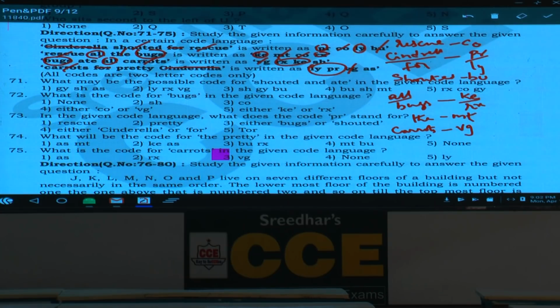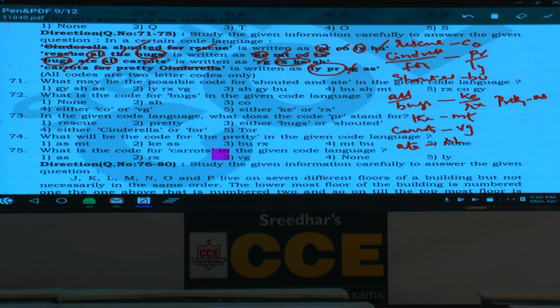Then, now in the third one, what is the word left over? 8 is the word left over. And the code which is left over is SH. The code for the word 8 is SH. And similarly, pretty is here. Tell me what is the code for pretty? Pretty is AS. Now these are the words and their corresponding codes.